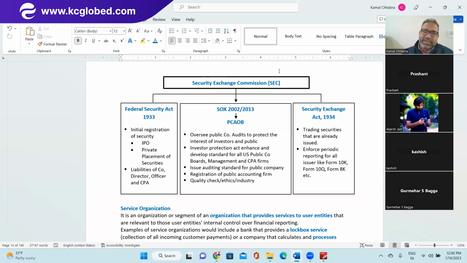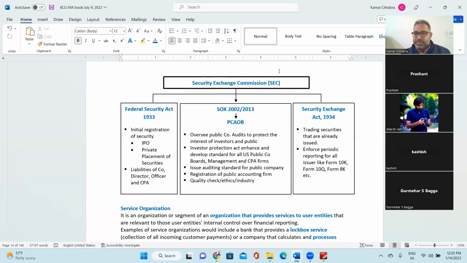But what is the difference between AICPA auditing standards and PCAOB auditing standards? It is the same as with FASB accounting standards and GASB accounting standards, or FASB and SEC accounting standards, right? They are adopted, and then certain customization is done based on the needs of the issuers, or the difference between the issuers' auditing requirements and the non-issuers' auditing requirements. Then quality checks, ethics, industry specifications, and registration of public accounting firms. These are the primary responsibilities under the SOX Act 2002, amended in 2013, and they made a body called PCAOB to do all this work.